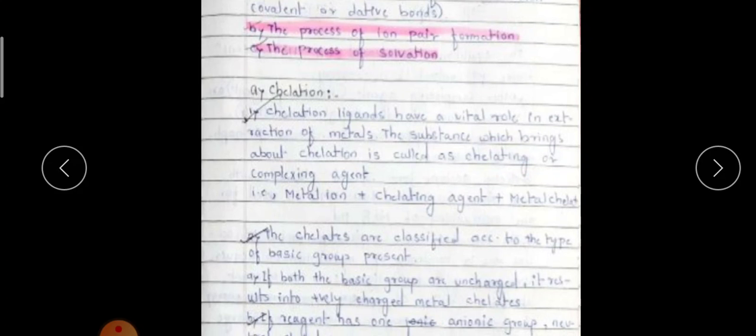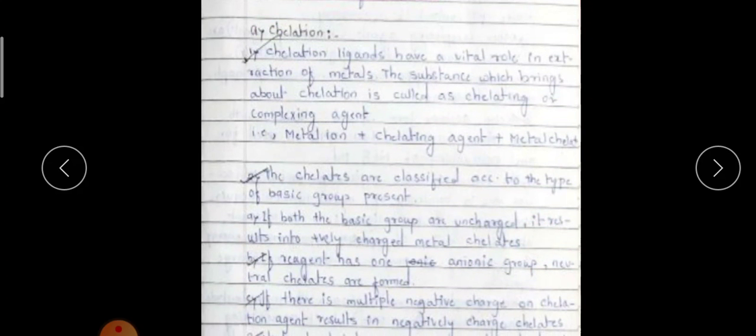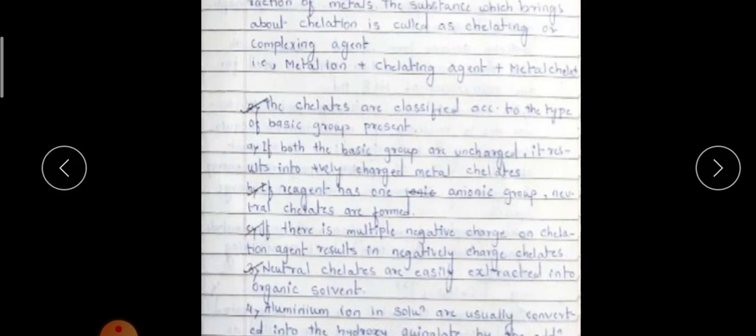The chelates are classified according to the type of the basic group present. If both the basic groups are unchanged, it results in a positively charged metal chelate. If the reagent has one anionic group, neutral chelates are formed. If there are multiple negative group charges, the chelating agent results in a negatively charged chelate. Neutral chelates are easily extracted into organic solvent.